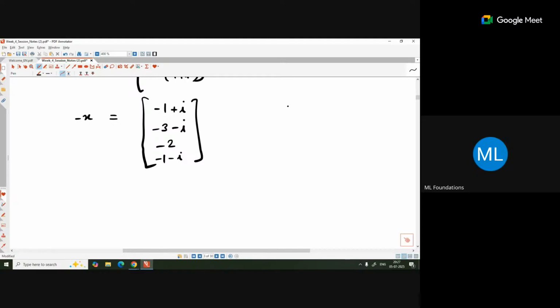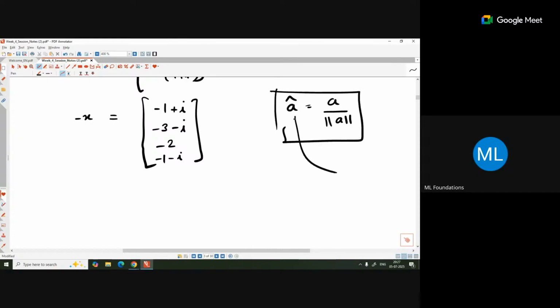Okay. Now the next question is we have to find out its unit vector. So let's say if you have any vector A, the unit vector will be what? A divided by its length, or norm of A. That is your unit vector. It is denoted by A hat. We have to find out the unit vector for x.